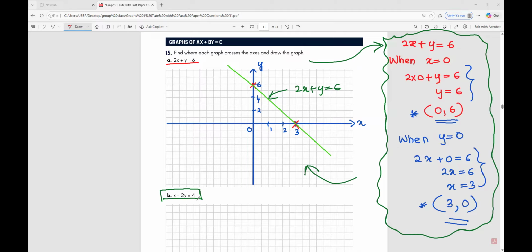You can try this at home. X minus 2y equal 4. Do this as homework. Complete it quickly.